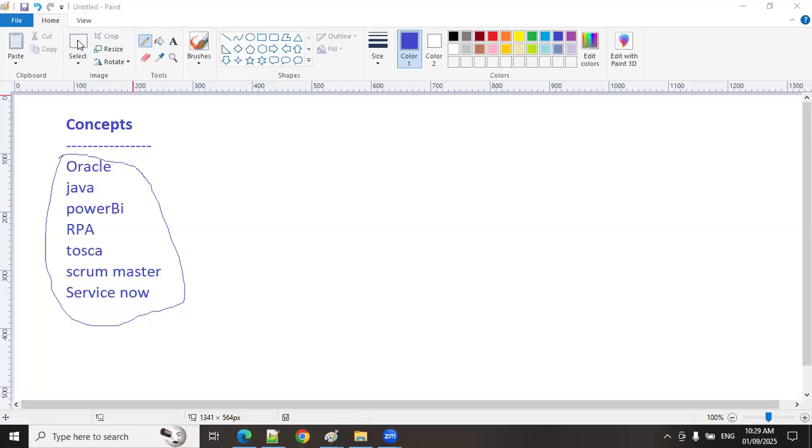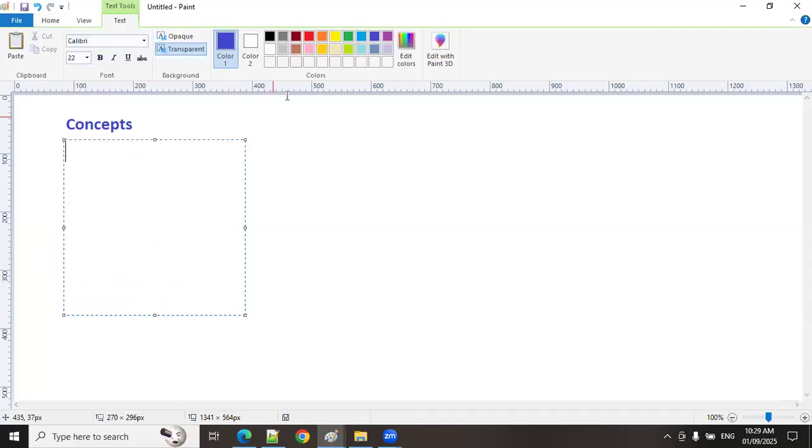So, but now I am asking, instead of learning all these tools, learn concepts. What are the concepts available in the market? Java is not a concept. RDBMS is the concept. What else? Big data is the concept. Next, AI. SQL is not a concept.